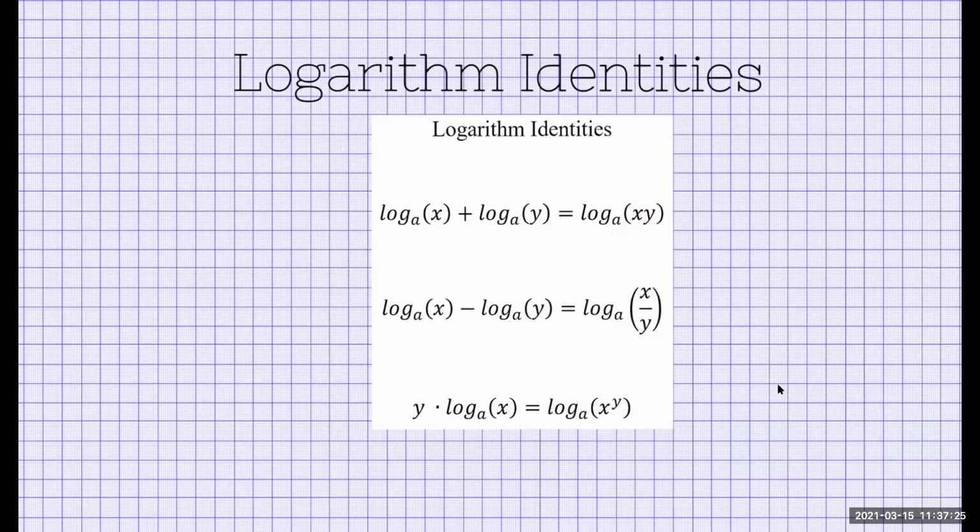And then finally, if you have a coefficient or a number that is multiplying a logarithm, this coefficient can be rewritten inside the logarithm as an exponent for that number. And obviously you can go back and forth with these identities. So let me use some examples in the calculator to show you how they work.